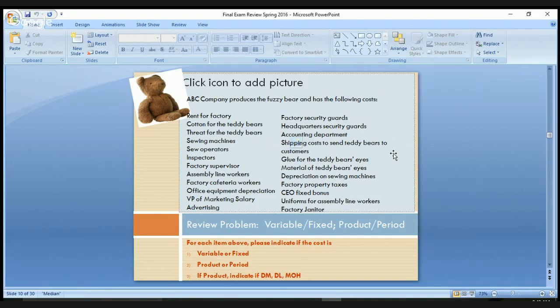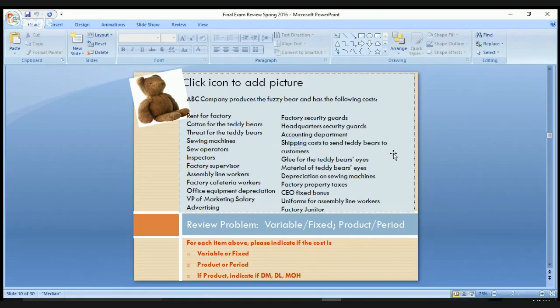Shipping costs to send teddy bears to customers. Well, that's not the making of the product. That is after the fact. So that is going to be a period cost. Glue for the teddy bear's eyes and the materials for the teddy bear's eyes, both of those are going to be considered product cost. And I would believe those are variable costs because it's driven by the number of bears. Depreciation on sewing machines, that's going to be a fixed cost. It's going to be a product cost, and it's going to be manufacturing overhead.